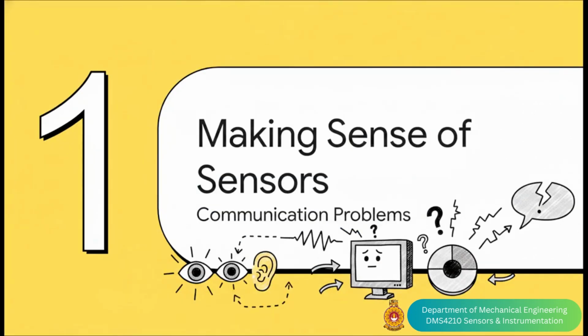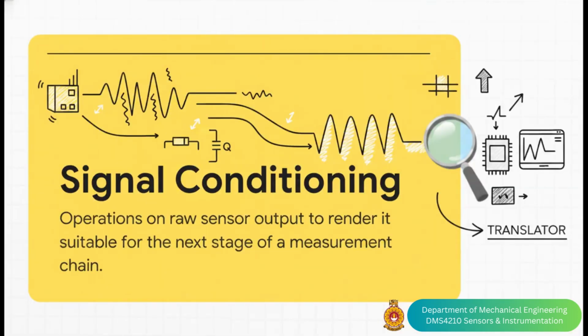Okay, section 1, making sense of sensors. We almost always call sensors the eyes and ears of a system, but it turns out they have a massive communication problem. Their raw electrical signals are almost never ready for a microcontroller to just pick up and use. They might be incredibly tiny, completely contaminated by noise, or expressed as a resistance that a computer literally cannot read. Enter signal conditioning. It's this essential ensemble of operations applied to that raw output. Think of it like the ultimate translator.